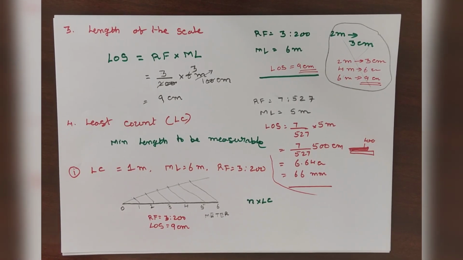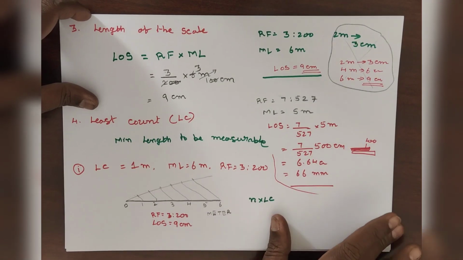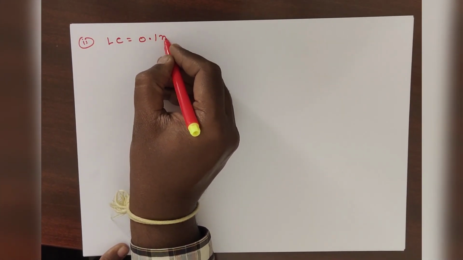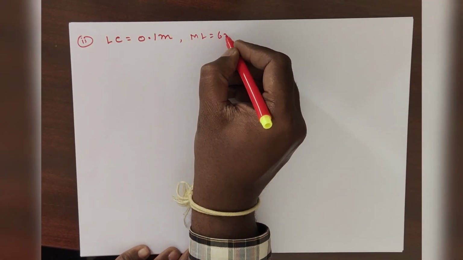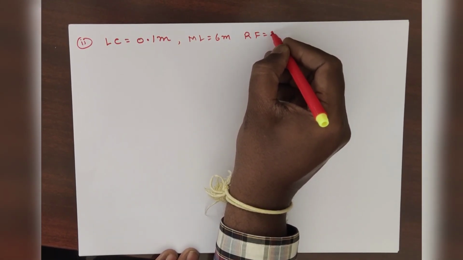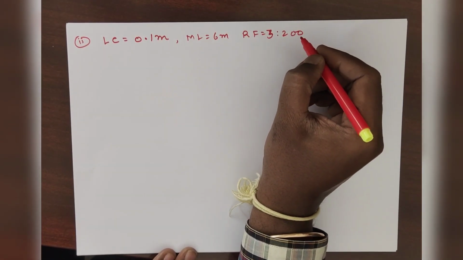No sir, if the least count is not 1 meter, if the least count is 0.1 meter, then how do we have to solve it? In this case, the maximum length is 6 meters, and the representative factor is 3:200. Then what do I have to do?